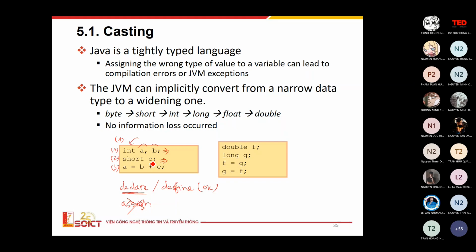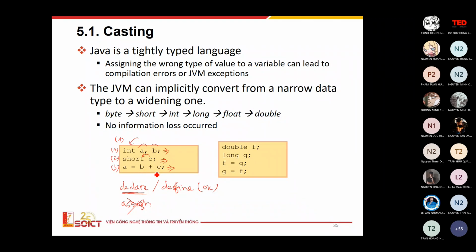In the second line, you define a variable named C with type short. Yes. Okay. We define C of the short type. And in the third line, we assign the sum of B and C to A. To A. Okay.